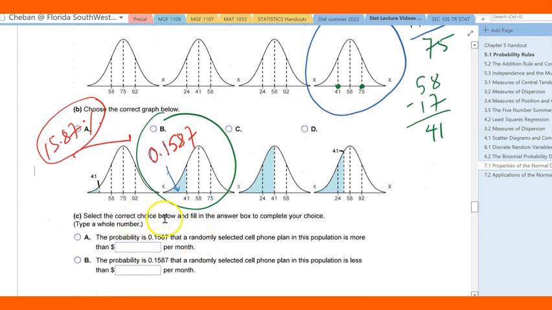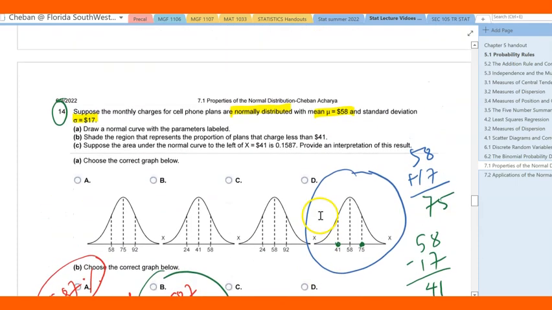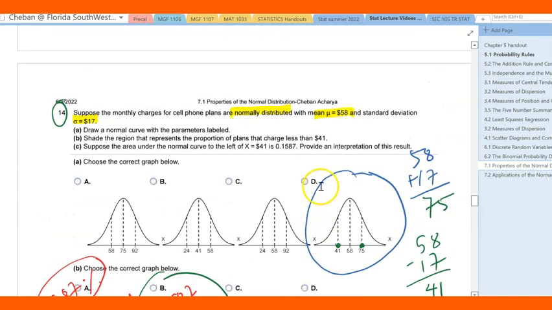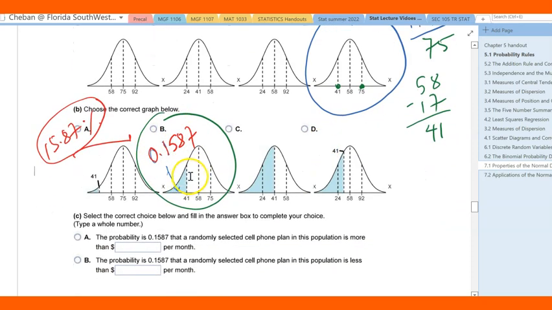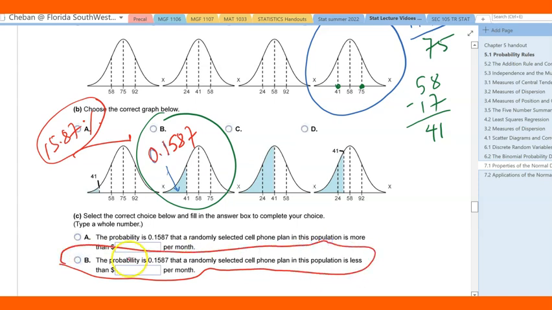And select the correct choice below and fill in the answer box to complete your choice. Okay, what is the interpretation of this area? That's the question. Area is probability. That means the probability that a randomly selected cell phone plan in the population costs less than how much? $41 per month is 0.1587.